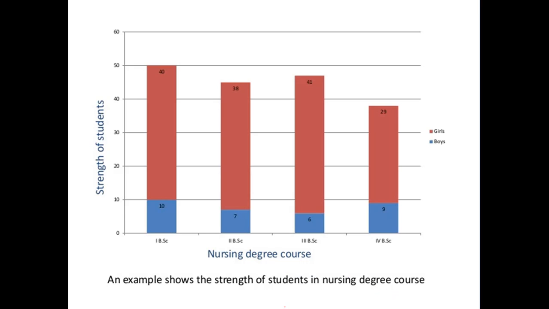So let us see an example which shows the strength of students in nursing degree course. First year BSc, second year BSc, third year BSc and fourth year BSc. The number of boys and girls: boys are 10 and girls 30, so total 40. So it is divided into 10 and 40. Likewise 7 and 38, 6 and 41, 9 and 29.